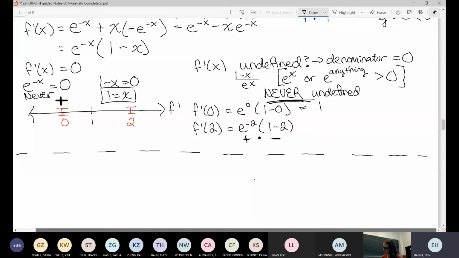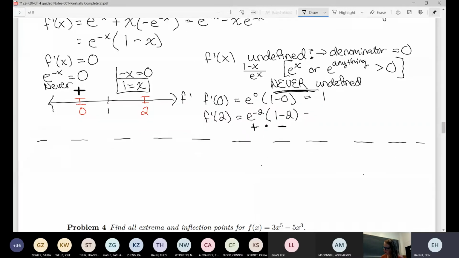It would be negative, oh my gosh, why do you do that? It would be negative 0.135. Well, now it's lagging for me.